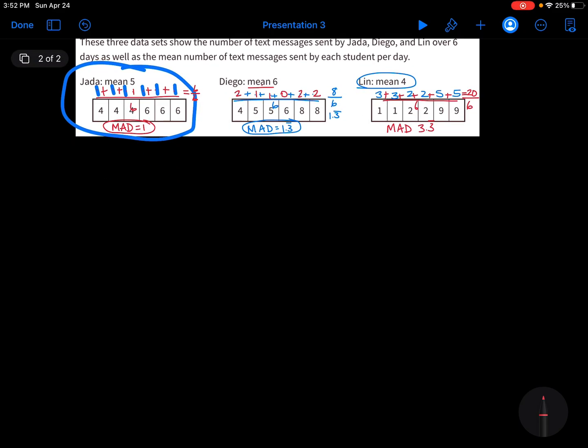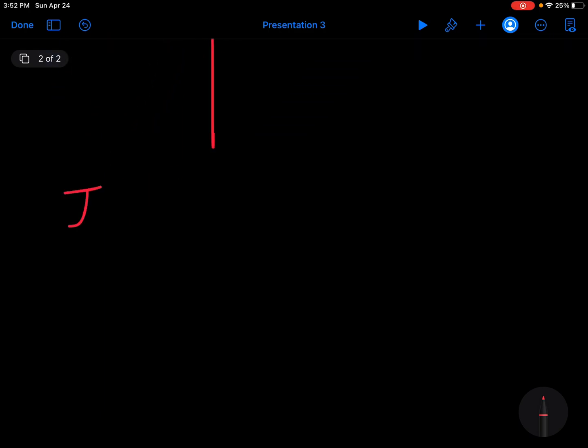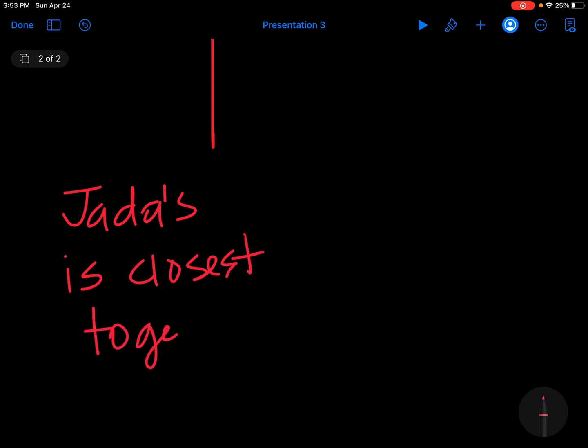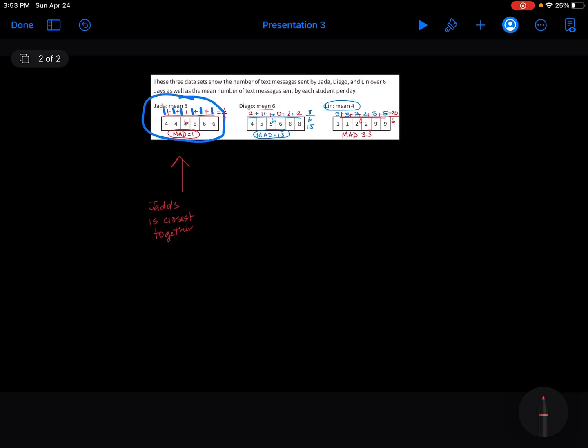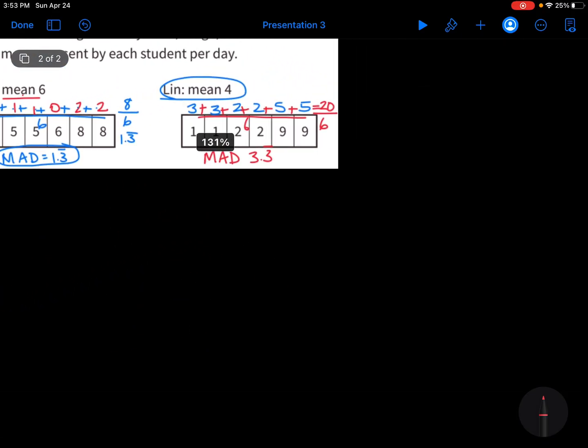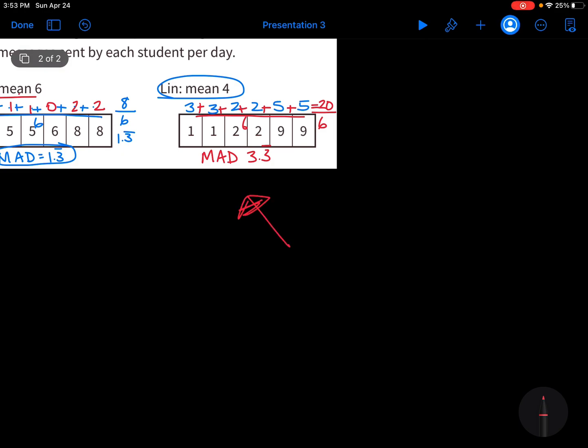So what does this tell me about the data? It tells me Jada's data is closest together, and I know that because I can see that all of those numbers are around 5. The mean absolute deviation tells me Lynn's data is furthest apart, or furthest from the mean. It has the greatest variability because that mean absolute deviation is bigger.